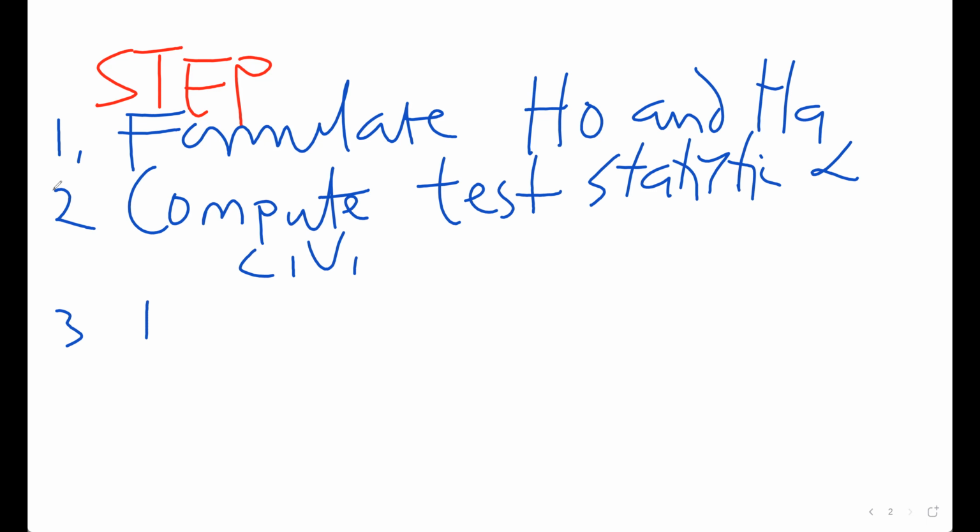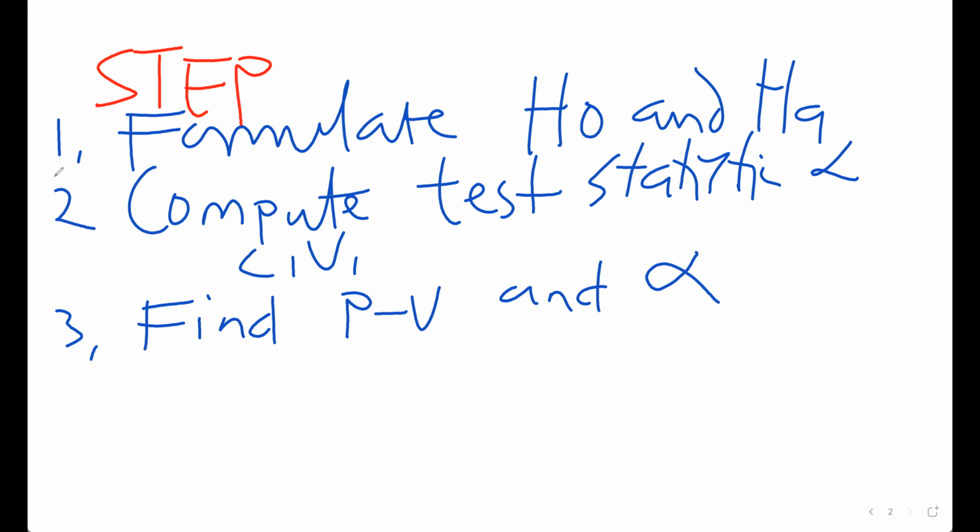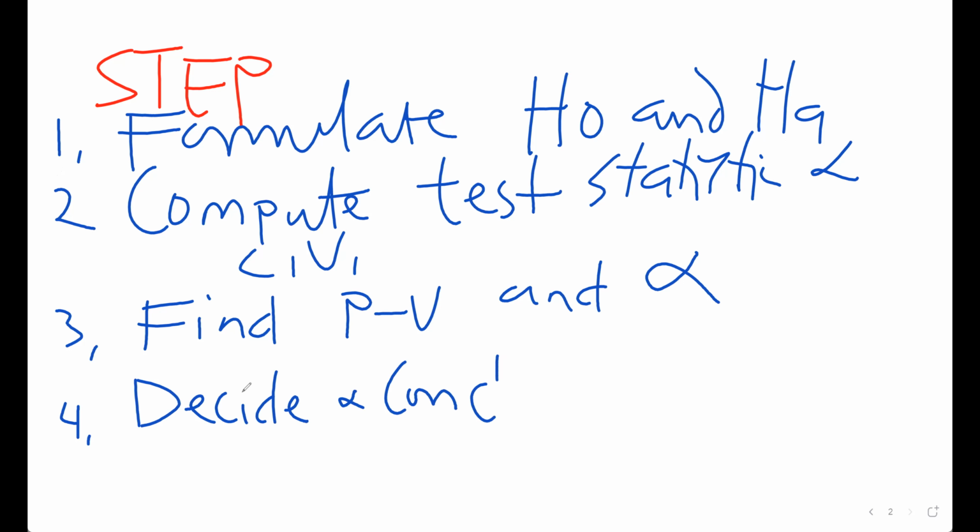Step three, find the p-value and alpha. Alpha is the level of significance. Step four, decide and conclude statistically and practically. Okay. So these are the steps in hypothesis testing.